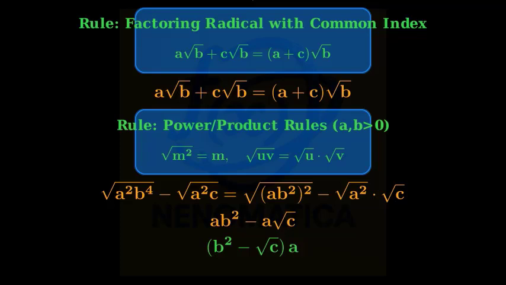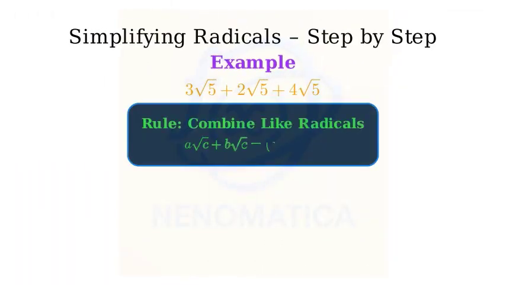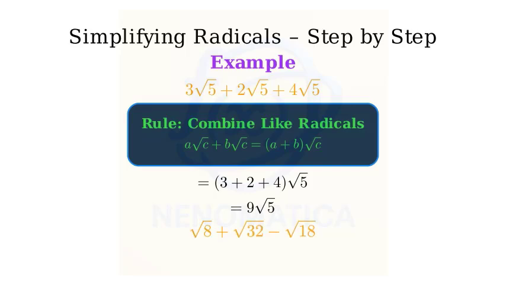Great work! Here are the simplified results. Combine like radicals. Since all terms are square root of 5, we add the coefficients. That gives us (3 plus 2 plus 4) times square root of 5, which equals 9 square root of 5. Problem 2. We'll first rewrite each radical using a perfect square factor.